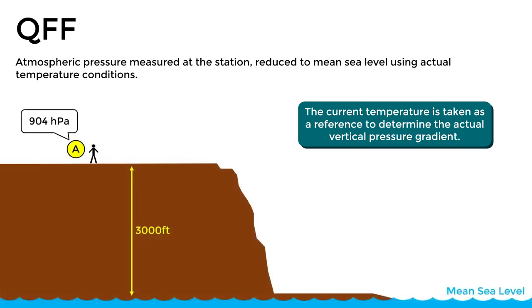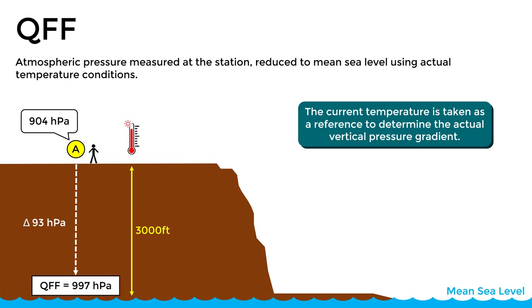This way, if we were in the same situation as in the previous example, and if we had a high temperature at the station, the pressure would change more slowly with altitude, which means that the pressure difference between 3,000 feet and sea level would be smaller. In this case, only 93 hectopascals, giving as a result a QFF of 997.